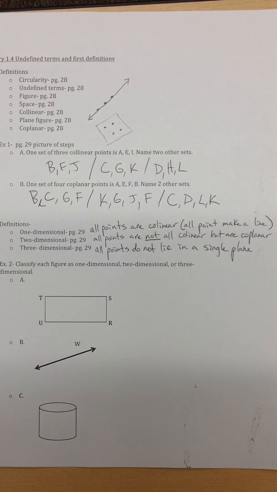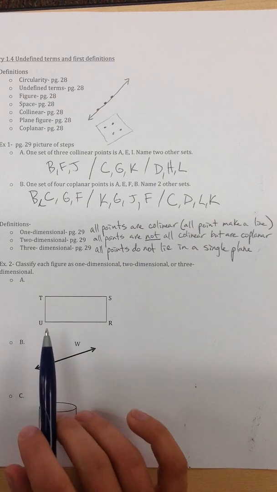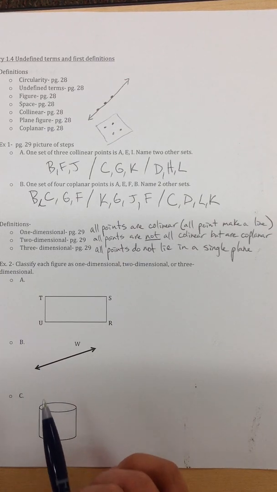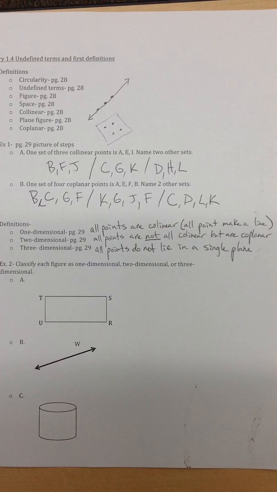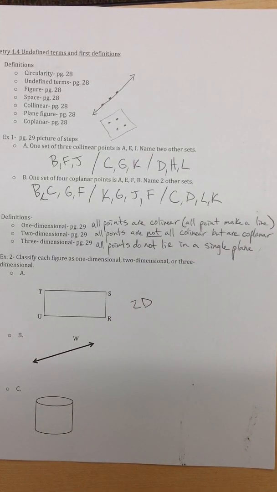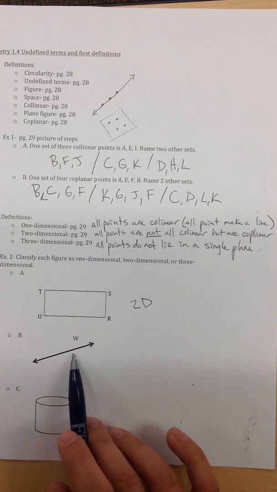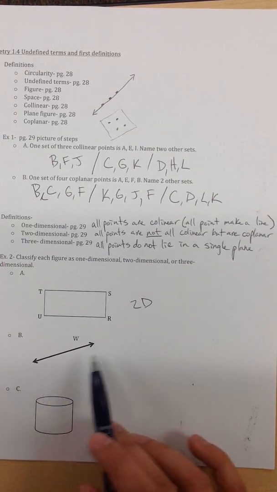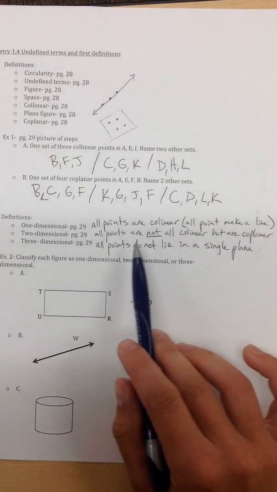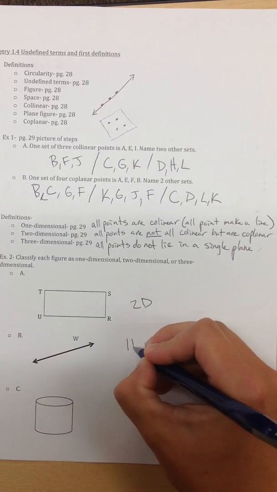Okay, so these next ones, they want us to classify these as one-dimensional, two-dimensional, or three-dimensional. So this first one here is just a picture of a rectangle. A picture of a rectangle or a picture of anything that's on a flat surface is going to be two-dimensional. So this one here would be 2D. Okay, B of this is a straight line. The W is just naming the line. So that's all in one straight line. So I would match that with all points are collinear in a straight line. I would match that with one-dimensional.